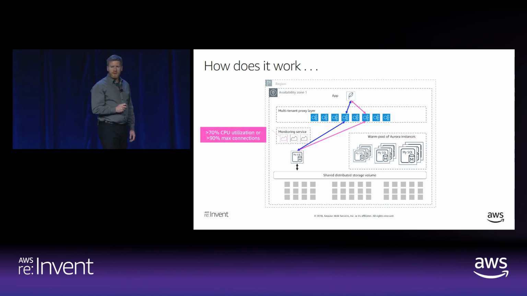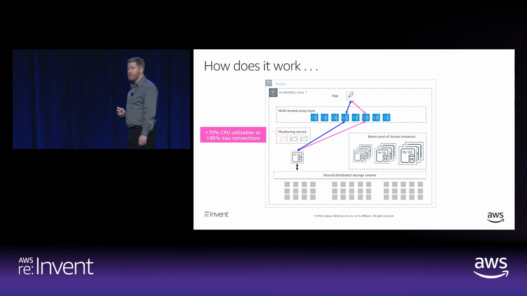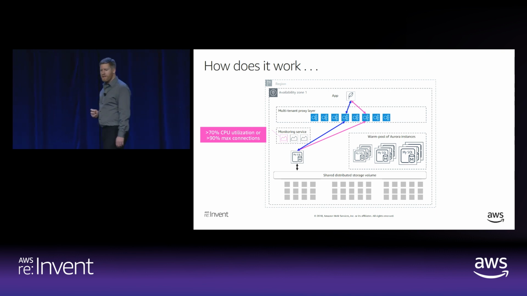Now, what we look for in terms of making scaling decisions is the monitoring service is sitting there looking out for any database server that has more than 70% of its CPU capacity utilized, or more than 90% of its maximum connections have been consumed. And if it finds a database server living in this state for more than 5 minutes, it'll go ahead and decide to scale up or down.